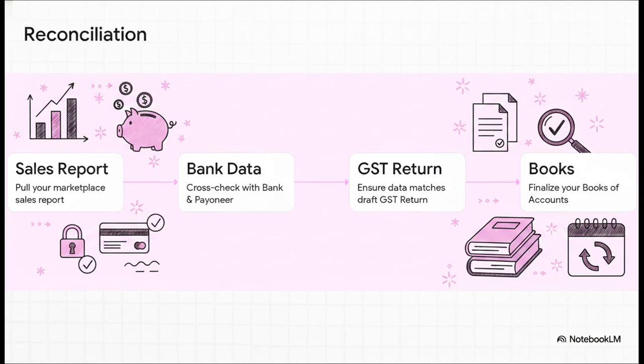Monthly reconciliation. I know, it sounds like a tedious administrative chore, but look at this super logical 4-step flow. 1, pull your marketplace sales report. 2, cross-check that exact report with your bank and payment gateway statements. 3, make sure that data perfectly matches your draft GST return. And 4, finalize your books of accounts. Do this every single month and you'll catch the errors before you hit submit, rather than waiting for an audit.